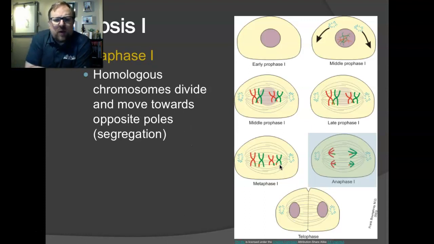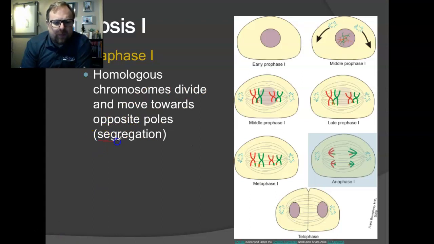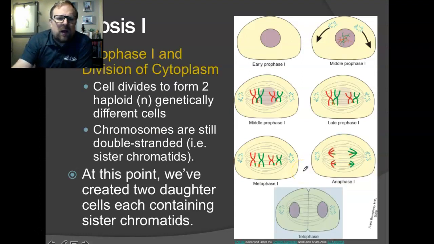In anaphase 1, the homologous chromosomes divide and move towards opposite poles. So we call this segregation. And why it's called segregation is because at that point we're segregating the chromosome from your mother and the chromosome from your father. And so, over here, this side could be all of your mother's chromosomes, and this side could be all of your father's chromosomes, and they're now being segregated from each other in anaphase 1.